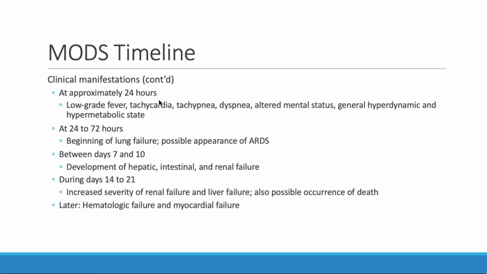Now remember the timeline as well. At approximately 24 hours, you may see these sorts of things that indicate somebody is super sick. 24 to 72 hours is the beginning of lung failure and maybe the beginning of ARDS. Between 7 and 10 days is when we typically see hepatic, intestinal, and renal failure. And then from 2 to 3 weeks, we see the increase in these effects and death. So that's what I wanted you to know about MODS.